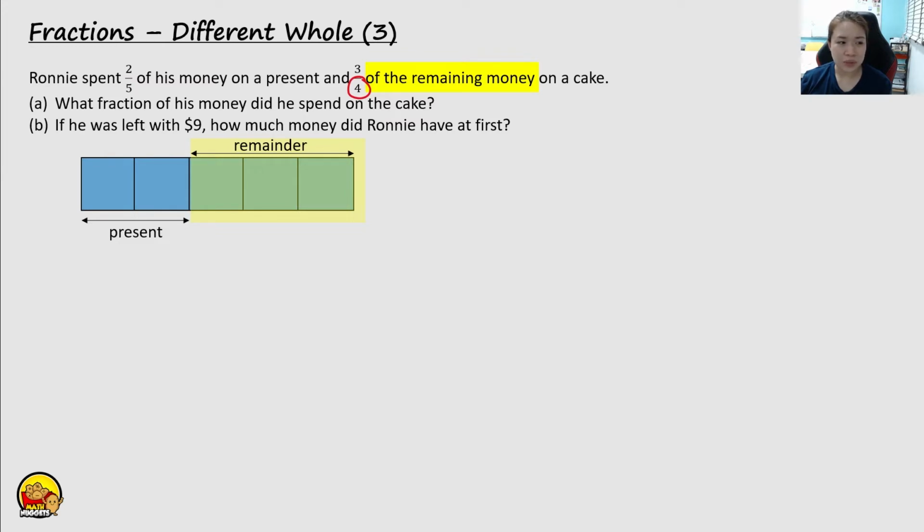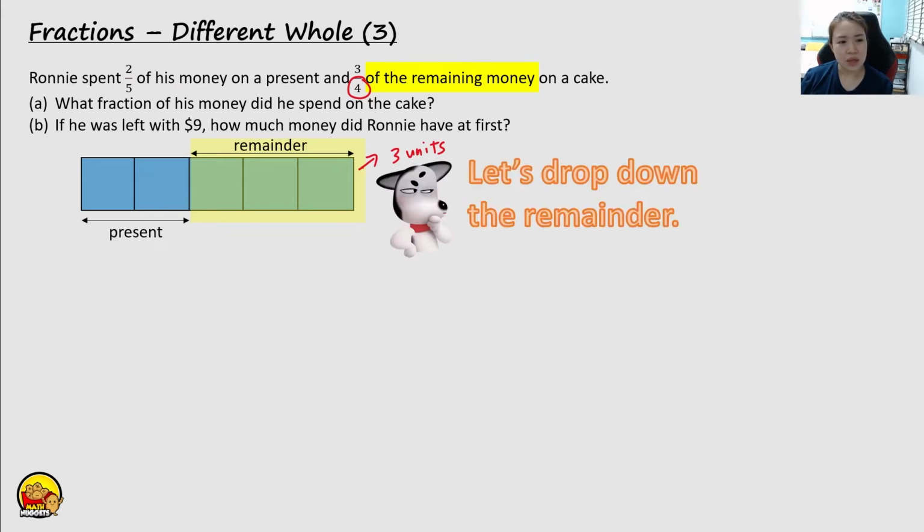Now let's look at our remainder there. We have 3 units. Now, I think we have a little bit of a problem here. So what can we do? Let's drop down the remainder, since they want 4 parts, right? I'm going to drop down the remainder.